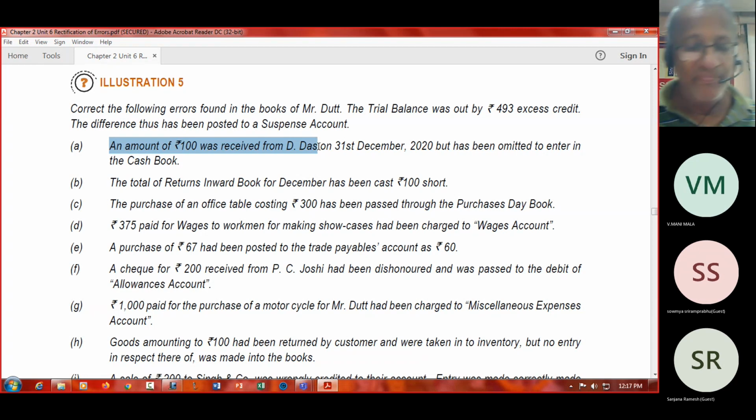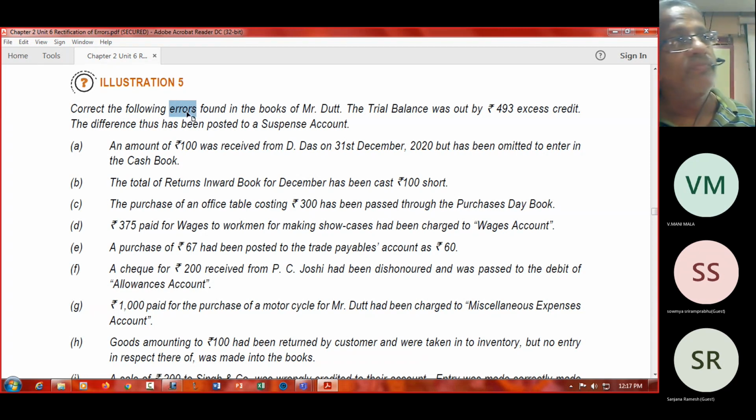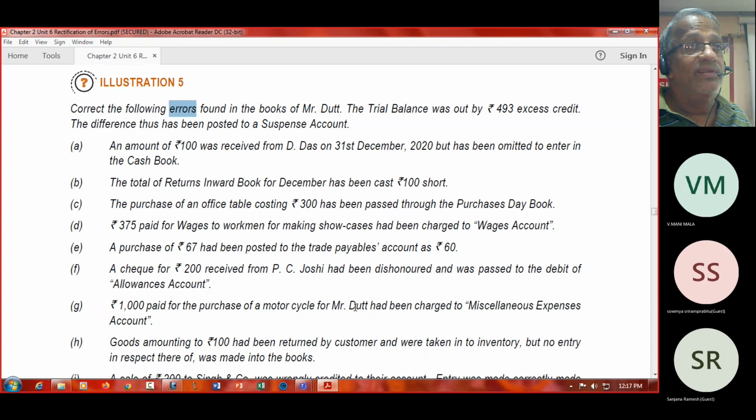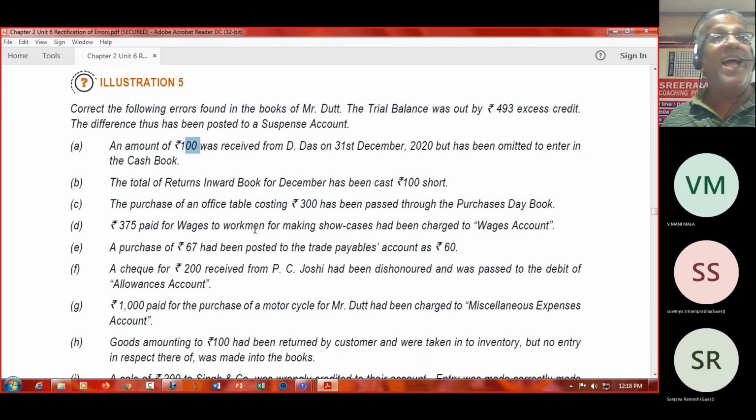Correct? Here, I will not accept this as a mistake at all. But anyway, they have conveyed it as error. So that means your book balance and the physical balance were not checked at regular intervals. What is the entry you have to pass? You have to debit cash. Credit is to be given to D. Das. This is a complete omission.